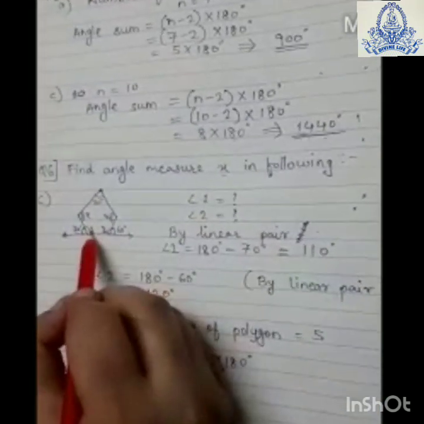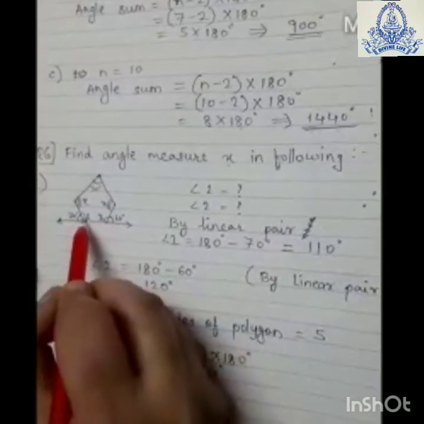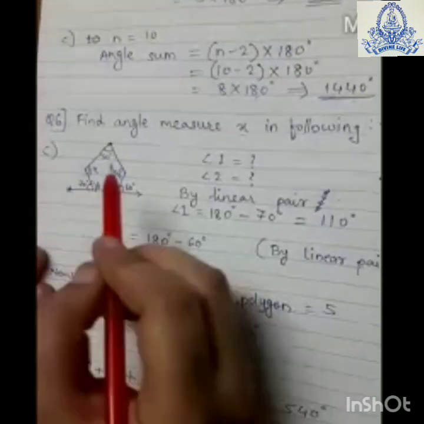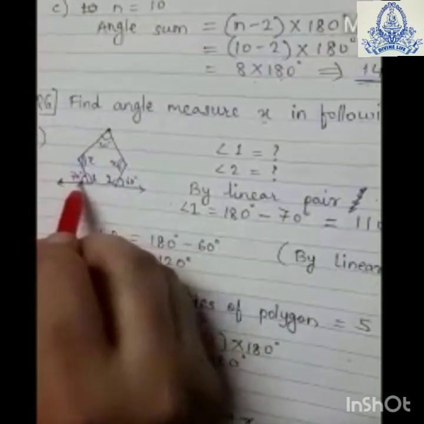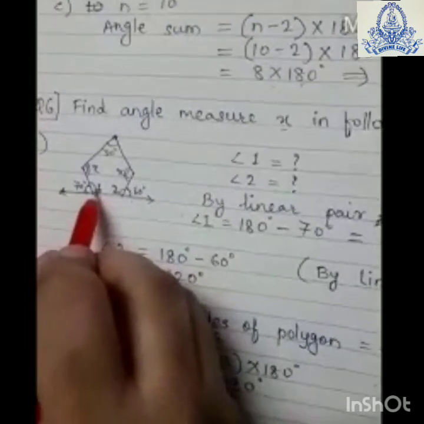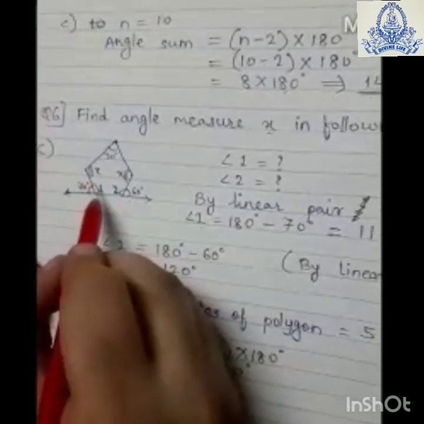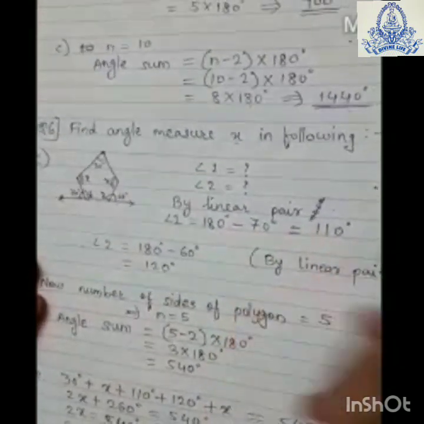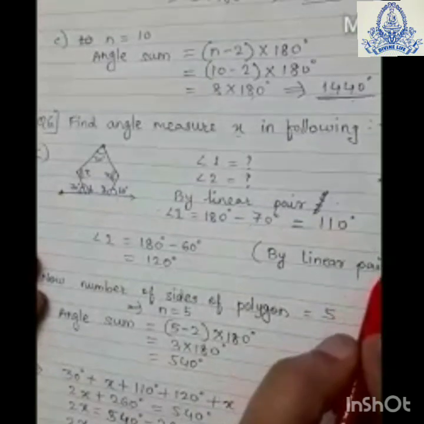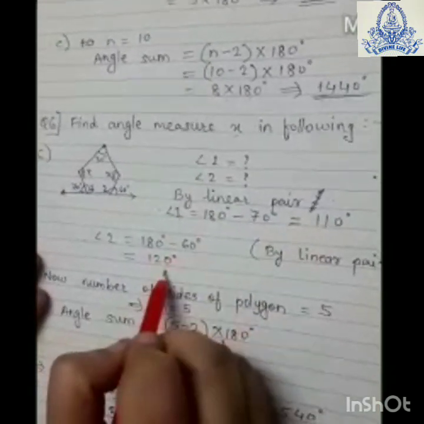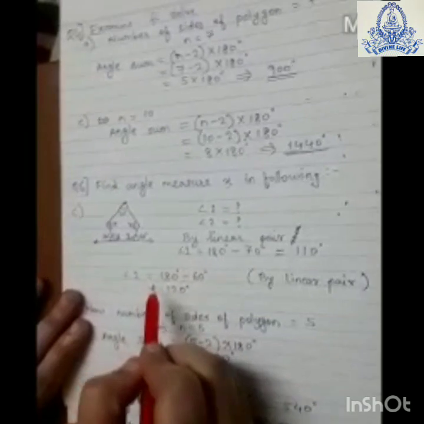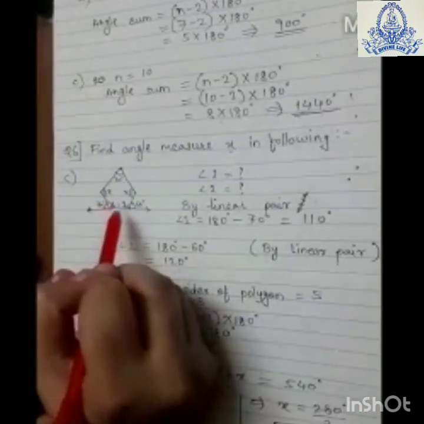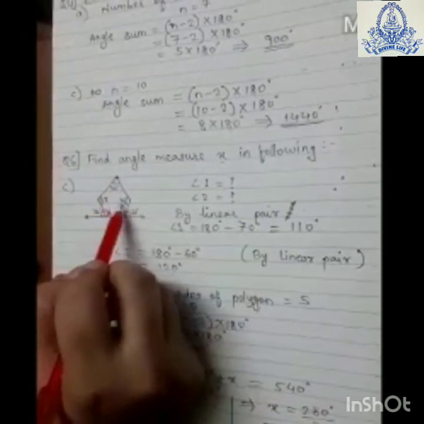Now see, we don't have angles 1 and 2, so first we have to find angles 1 and 2. By linear pair, we know that these are a linear pair. We know the sum of a linear pair is 180 degrees. So angle 1 is equal to 180 minus 70, that is 110, and angle 2 by linear pair itself, 180 minus 60 is equal to 120 degrees. So by linear pair we got angle 1 and angle 2, and now we want to find x.